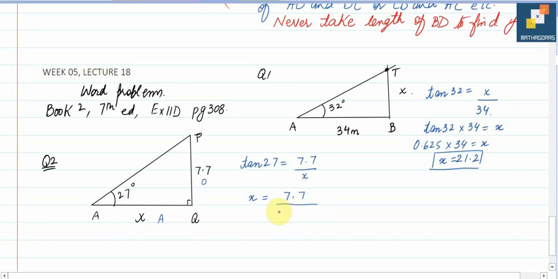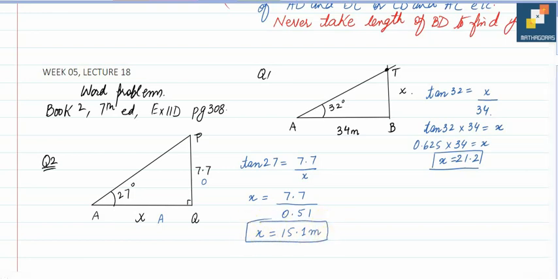Now first thing you need to make X the subject of the equation, and the value of tan 27 is 0.51, right? So 7.7 divided by 0.51 is 15.1. That is your adjacent, and the unit of 7.7 is meters, so it's meters, right?